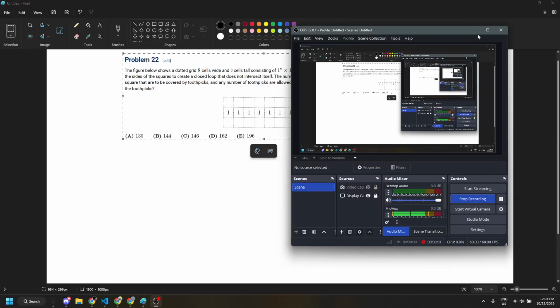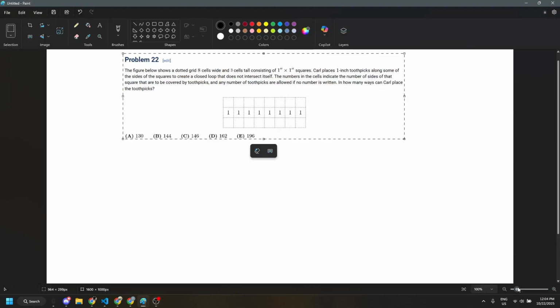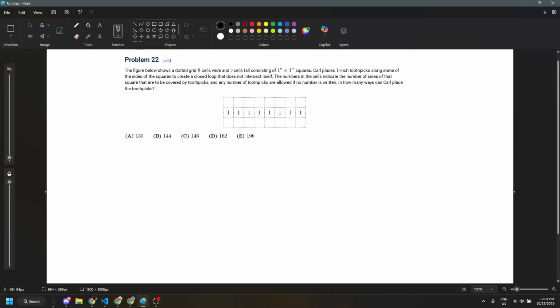Okay, guys, let me try to solve this. So, this figure shows a dotted grid 8 cells wide and 3 cells tall, consisting of 1 inch by 1 inch squares.